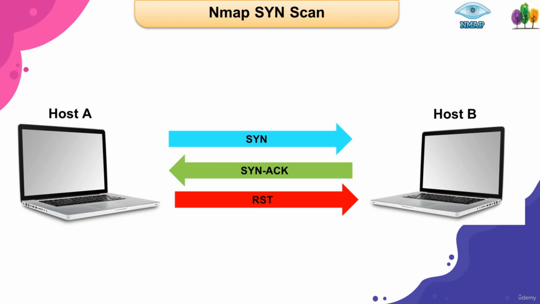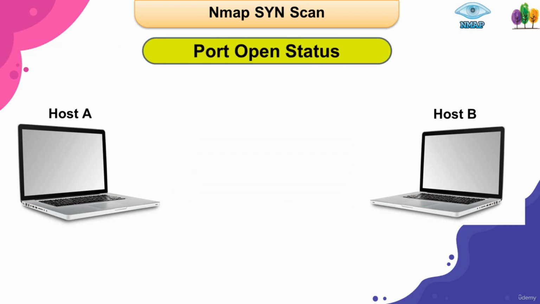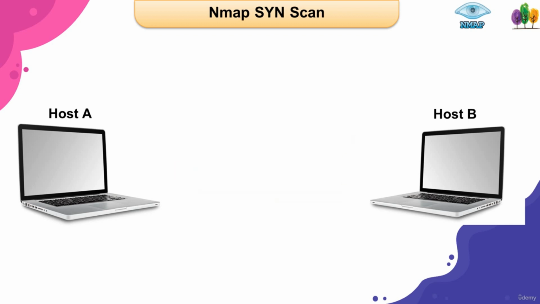In SYN scanning, conclusions are drawn according to the answers received. So when a SYN scan is performed, the following answers can be received from the target system. The port open status. Nmap sends a SYN packet to the destination, and the destination system sends the SYN ACK packet. Nmap terminates the connection by sending a reset packet instead of sending an ACK packet.